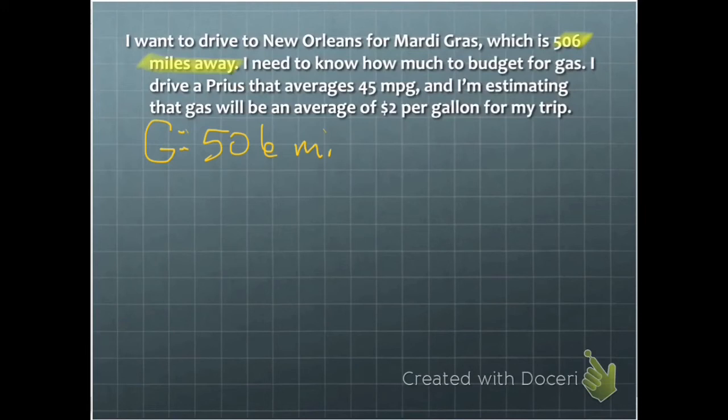The other thing we need is what we want. And what we want here is how much to budget for gas. And so we're looking for the cost of that much gas. So this is a money problem. All right. Now we know we need to do what?